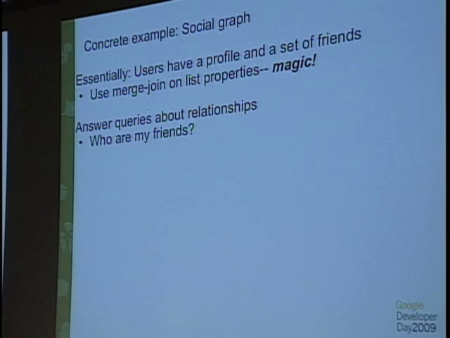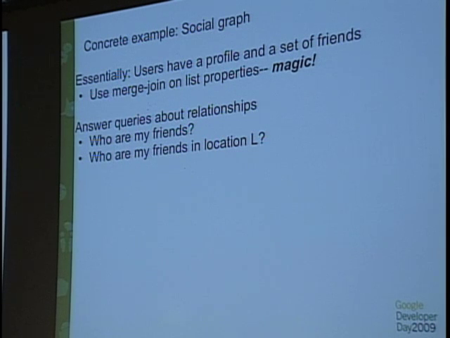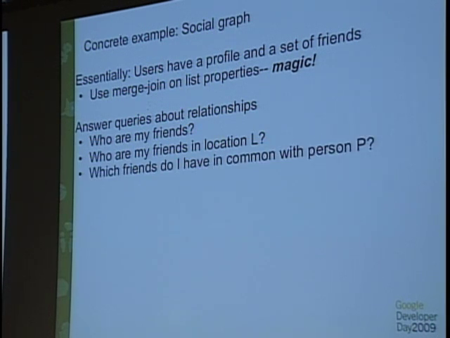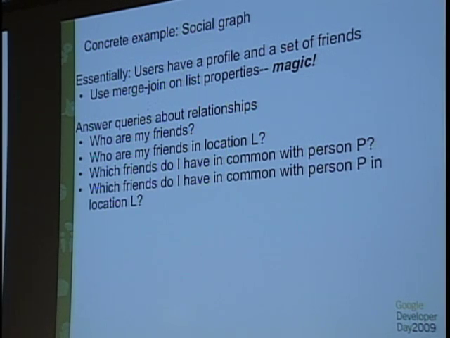We can ask questions about who are my friends? We can also ask who are my friends in location L? Like who are my friends in Tokyo? Who are my friends in San Francisco? Which friends do I have in common with person P? So which friends do I have and my friend Joe have that are the same? We can find the overlap. Which friends do I have in common with Joe in Tokyo that we could meet up with?